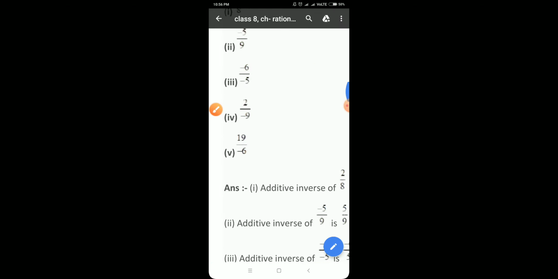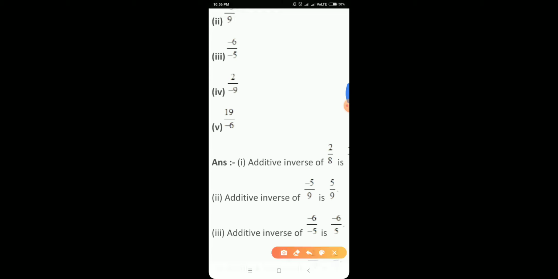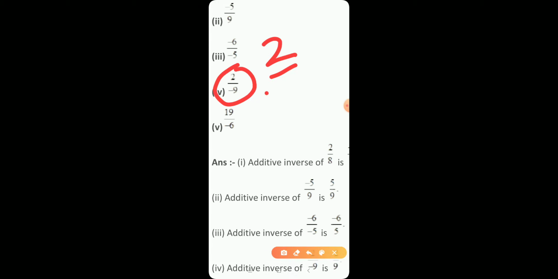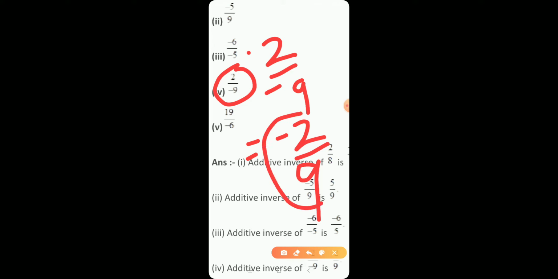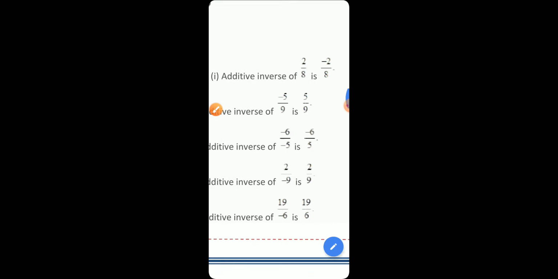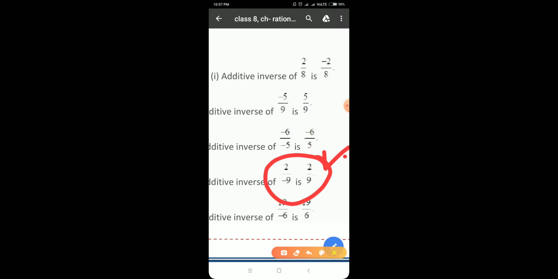So in the fourth part, your term is 2 upon minus 9. You will write it as minus 2 upon 9, taking the negative on the numerator side. So negative of minus 2 by 9, the additive inverse of this is positive 2 by 9. So your result will be positive 2 by 9. Negative becomes positive and positive becomes negative, so your result will be positive 2 by 9.